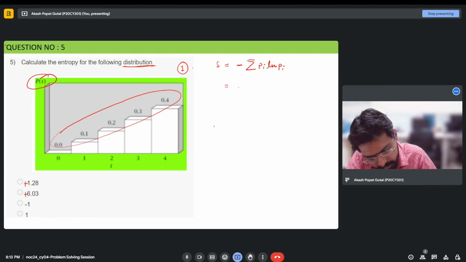So if you put things in the equation, this will be P1 ln P1 plus P2 ln P2 plus P3.